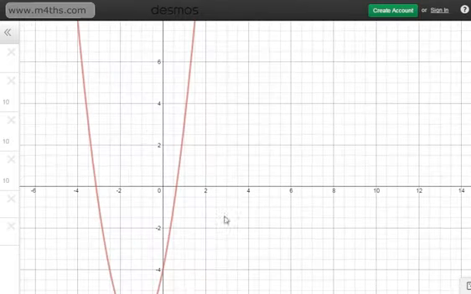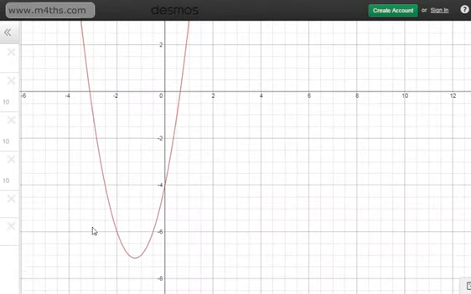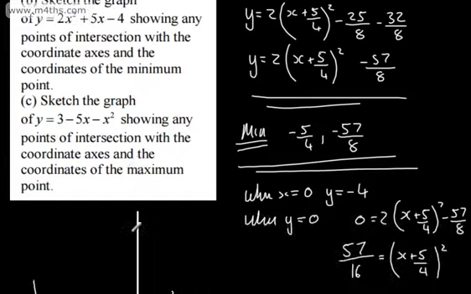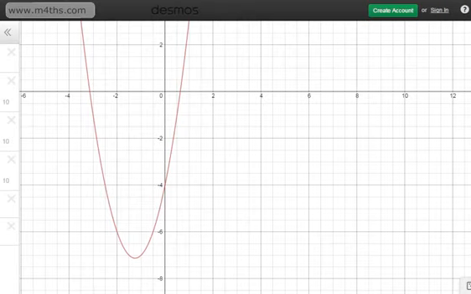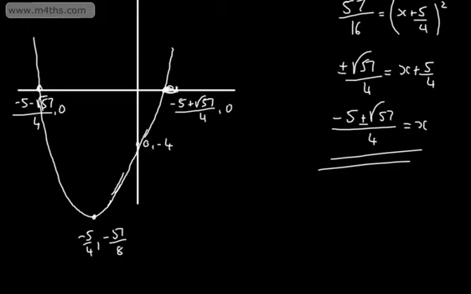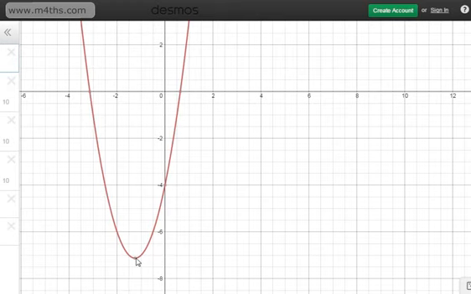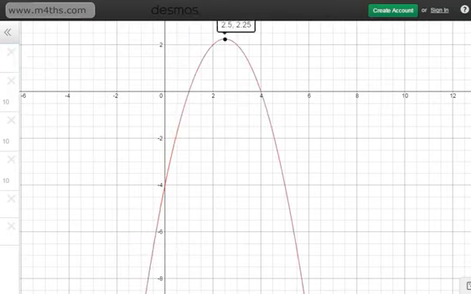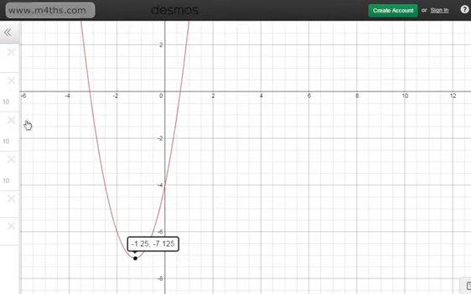So there we go. I'm not a million miles off in terms of what I've done, as we can see just here. So the general shape is there. We've got these points on here. We've got now 0, negative 4. We've got negative 5 over 4, negative 57 over 8, and there's negative 5 over 4 and negative 57 over 8, and that gives us now the minimum. Just out of interest, if this was negative 2x squared, it would be the other way up, we'd have a maximum. So that's why we have a minimum, and that's what it looks like.